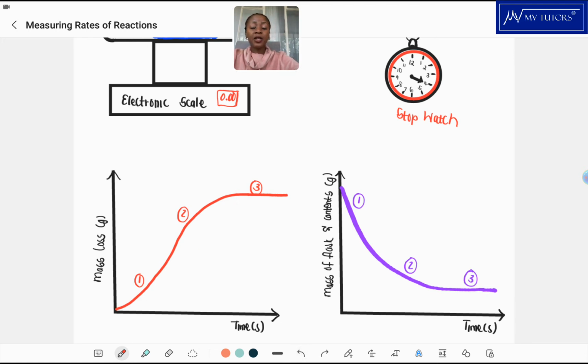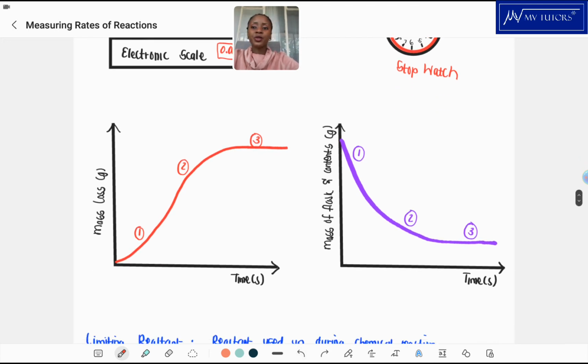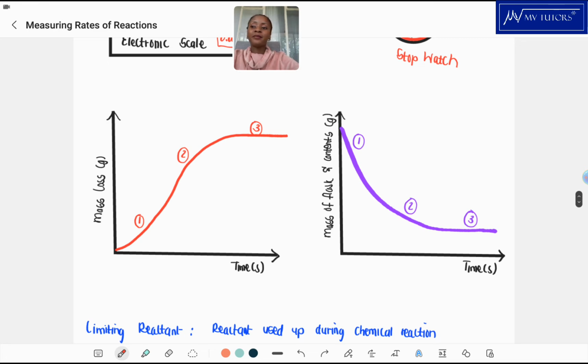On the other side, you could take the mass of your flask and the reactants. Obviously it will start out being a very big value, and then as your gas escapes, or the bubbles form, it will reduce until you reach a time where your bubbles stop forming and your mass is just constant with time. Again, we're just going to describe briefly what happens at 1, 2, and 3.